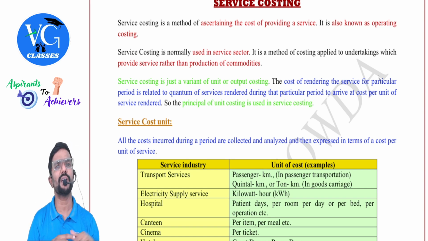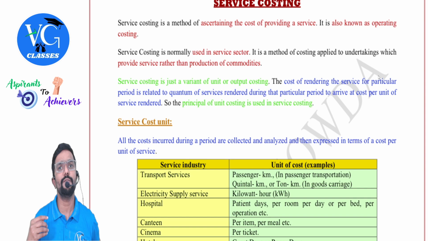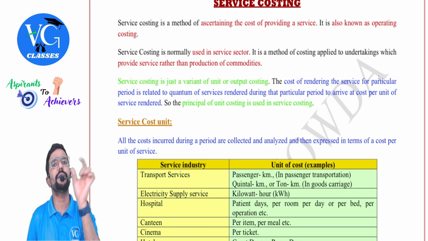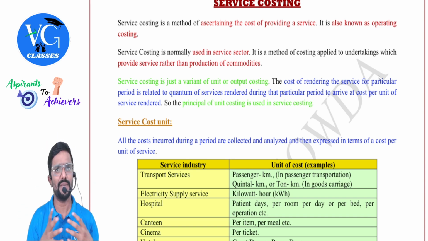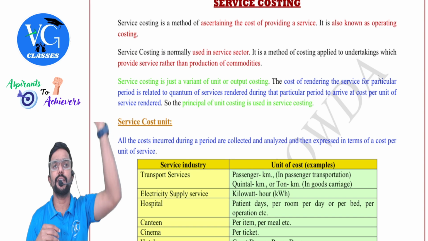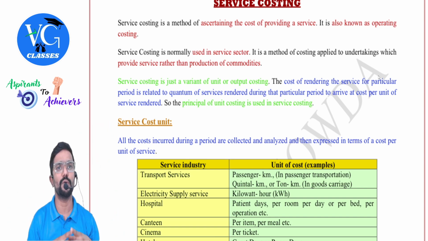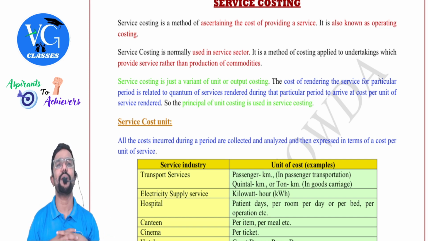Whereas if you are engaged in production, we already learned the different methods available. Depending upon whatever work I am doing, I will choose what is suitable for me. Service costing is just a variant of unit or output costing. Why is that? What do we do in unit or output costing? When I am manufacturing one product on a continuous, regular basis, I will follow unit costing. I will calculate total cost divided by total output. What do I get, sir? Cost per unit. In the same way here also.